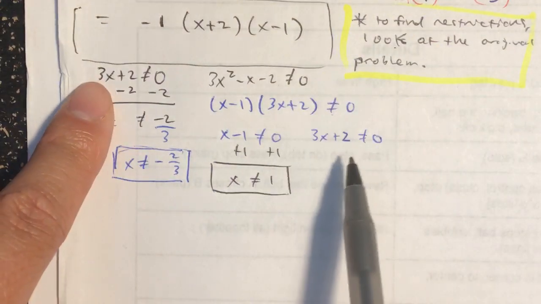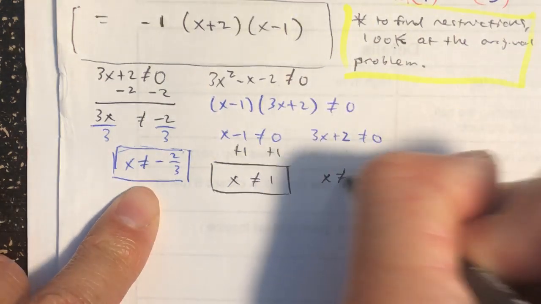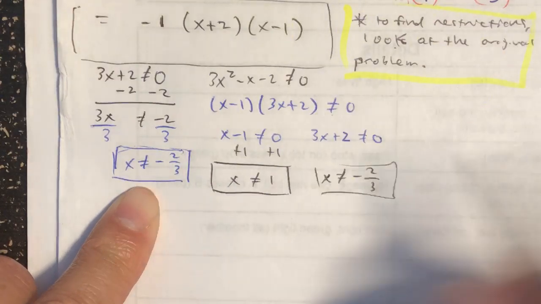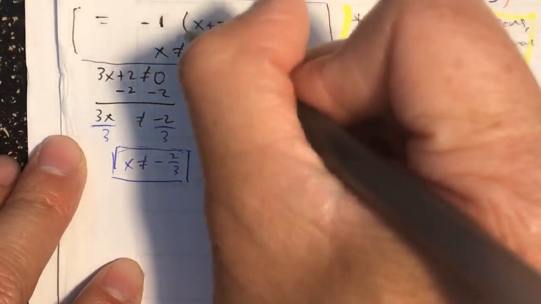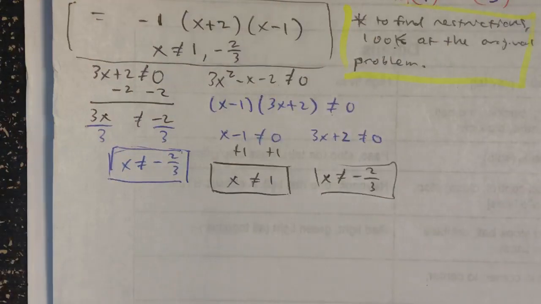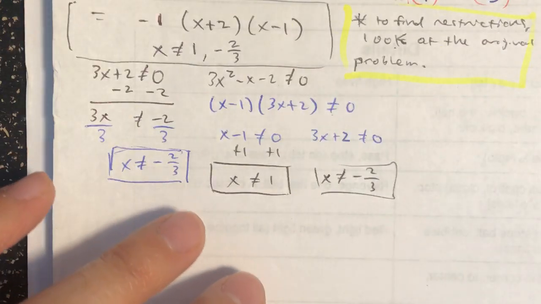This is the same one, so I'm not going to do the same problem. I already know what it is. X is not equal to negative 2/3. So it's the same. You don't need duplicates. So x cannot equal 1, negative 2/3. And I'm missing one. The answer has negative 4.